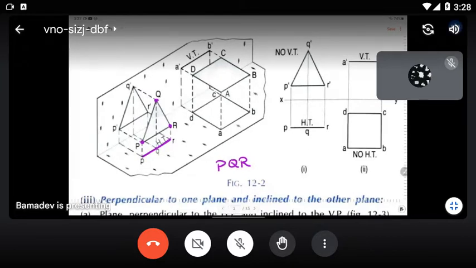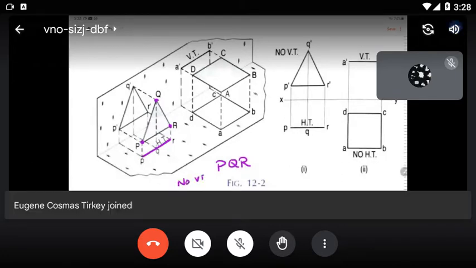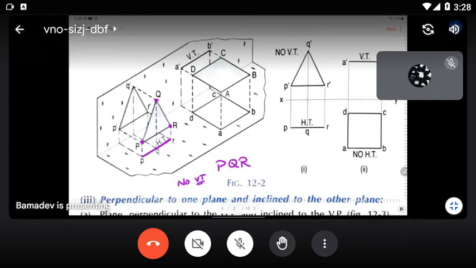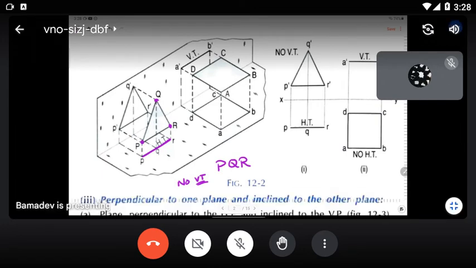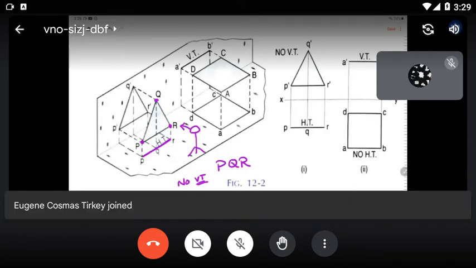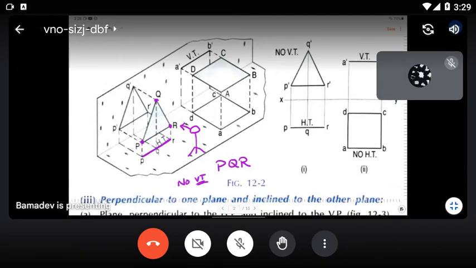No, because this is parallel with the vertical plane. Even if it is extended, it will never intersect with the vertical plane. So it will have no vertical trace, since it is parallel to the vertical plane. If you draw the front view, looking in this direction, you will see the exact triangle. You will see the exact triangular plane, the exact length.